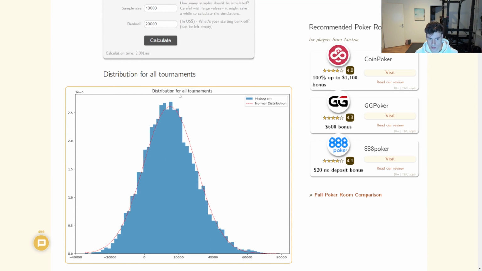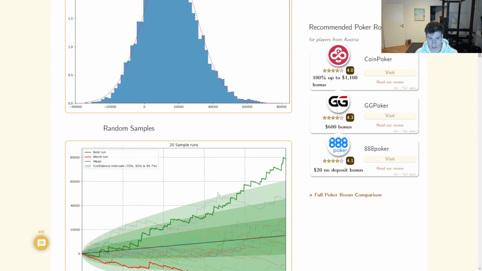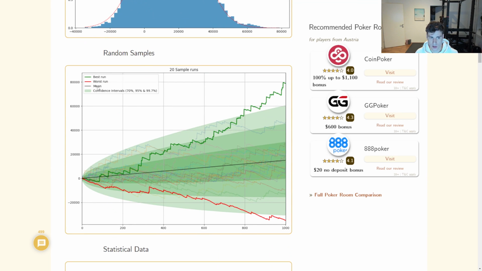Then you see the distribution of the simulations, which I will skip today, but this graph I find very helpful. Out of the 10,000 simulations that I have asked the site to run, these are 20 random examples. And you can see that the worst run lost about $30,000 throughout these 1000 tournaments, and the best run won around 80k. We can also see our EV here in the middle, which was 15k.